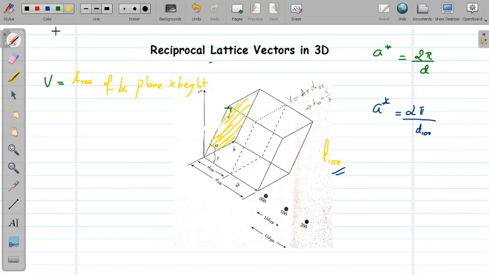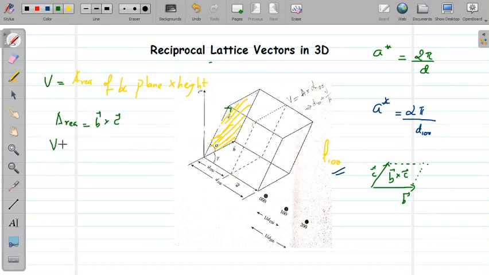Now what is the area of the BC plane? If you are given two vectors b bar and c bar constituting a parallelogram, then its area is given by b bar cross c bar. This is the basics from the chapter on vectors in mathematical physics. So b bar cross c bar will give you the area of the plane. Similarly, for this shaded plane, the area is b bar cross c bar.